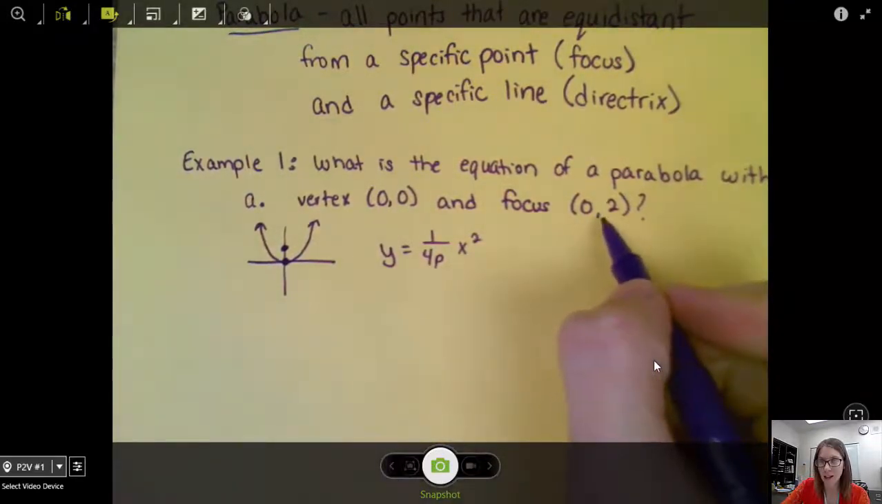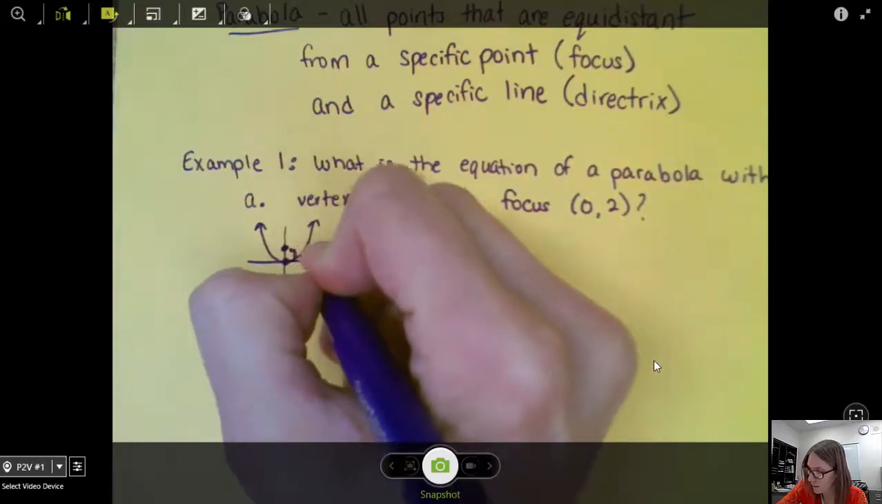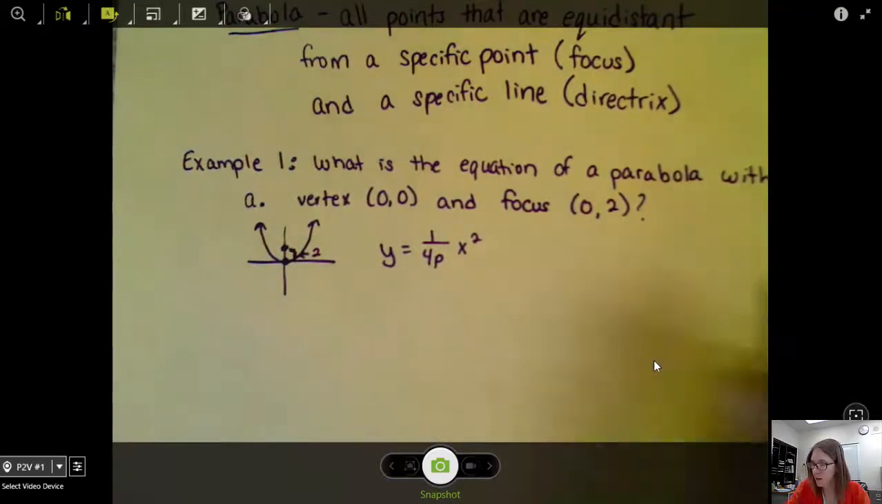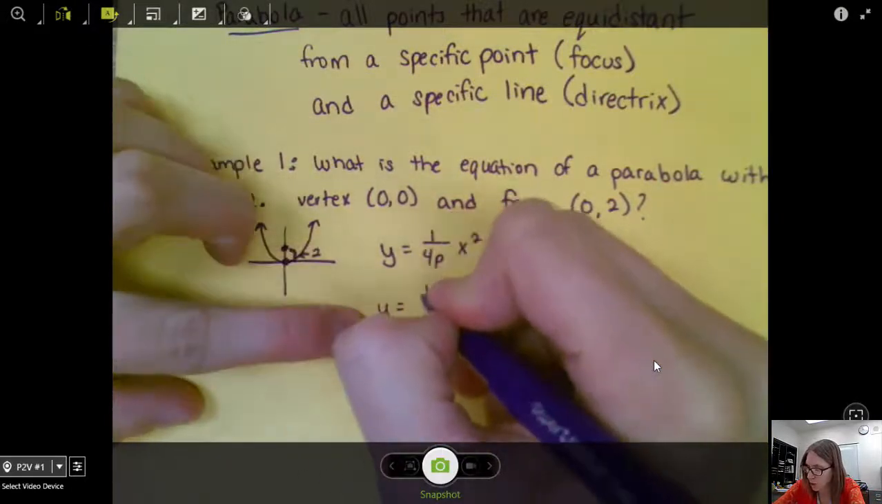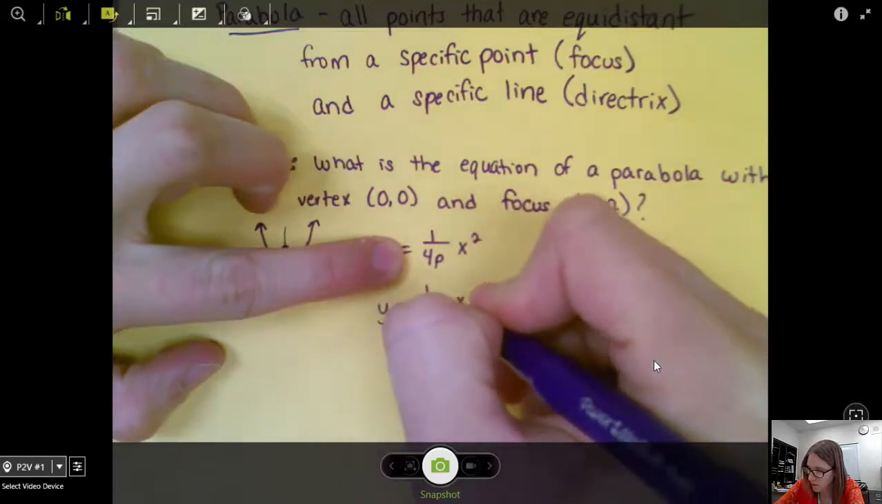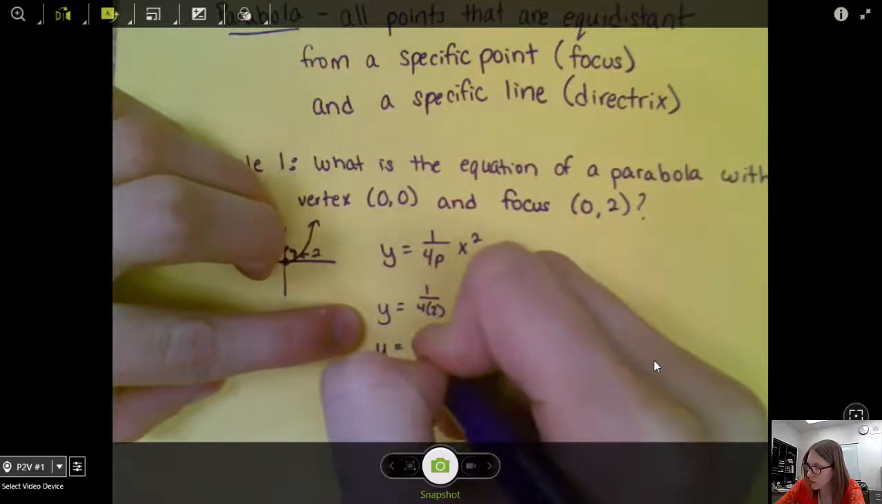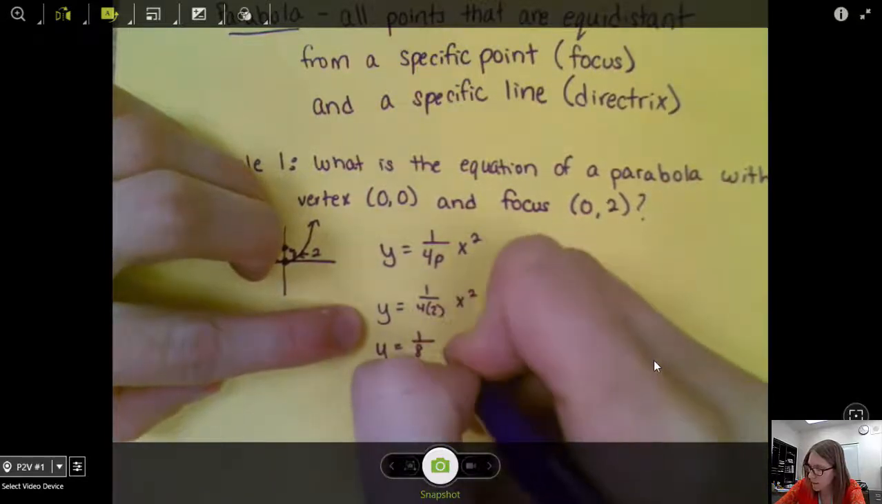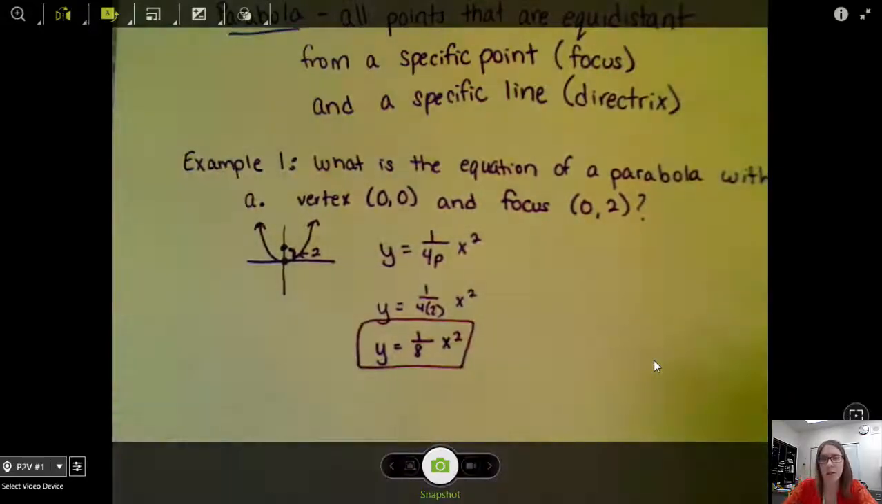Well, if our focus is at 0, 2, that means that focal length is 2. So plug that 2 into your equation for p. y equals 1 over 4 times 2 x squared. Well, 4 times 2 is 8. So our equation is really y equals 1 over 8 x squared. That gives us our equation.